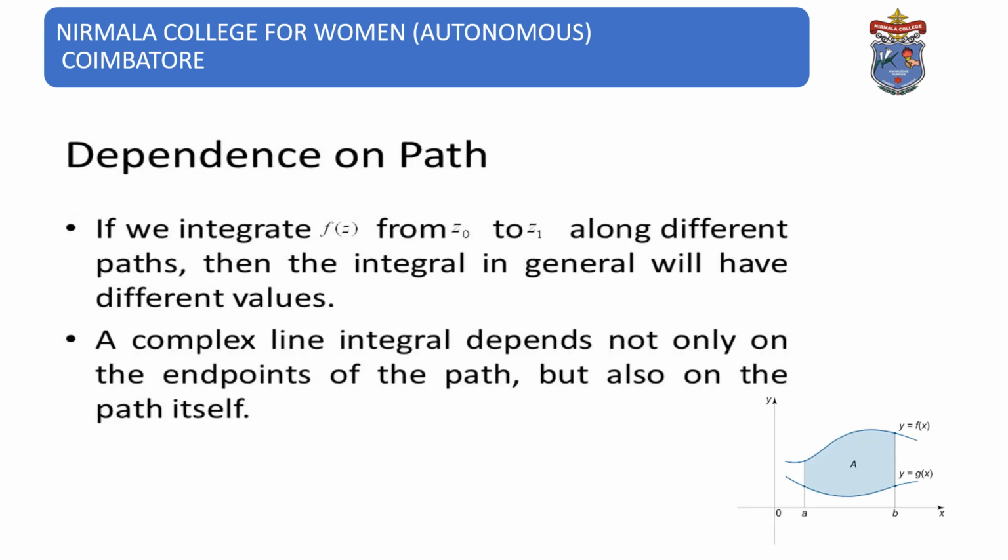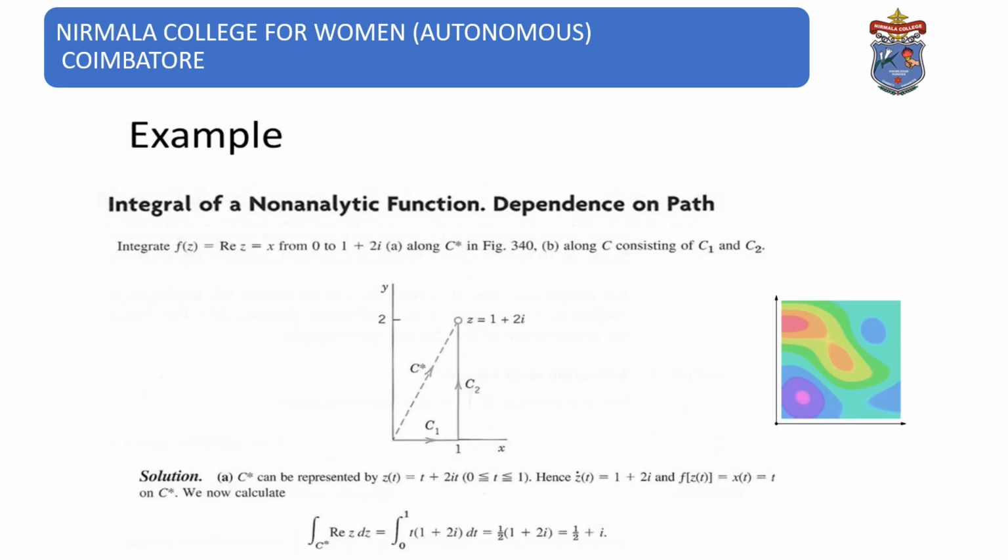This gives the important property of dependence on path. If we integrate the function f of z from z0 to z1 along different paths, then the integral in general will have different values. Hence, a complex line integral depends not only on the endpoints of the path but also on the path itself. Here we have an example of the integral of a non-analytic function to show the dependence on path.